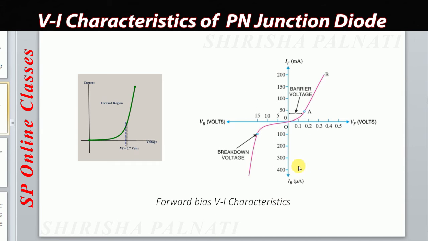Here we are taking the x-axis and y-axis. On the y-axis we are taking If, that means current, and on the x-axis we are taking the voltage. F means forward and R means reverse. So this part of the graph represents the forward condition, and the remaining part of the graph represents the reverse bias.